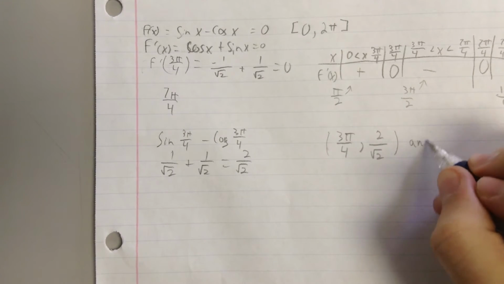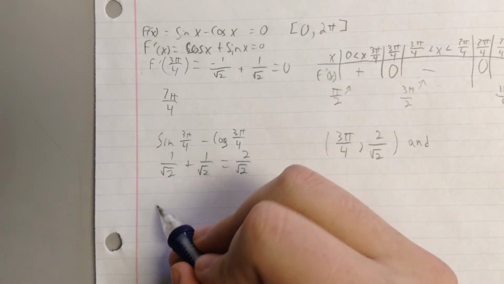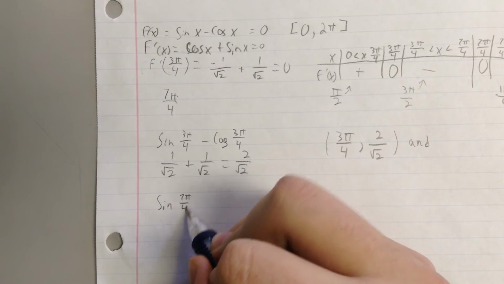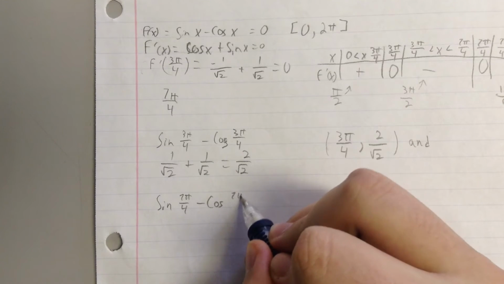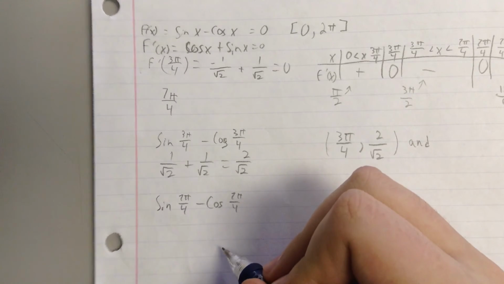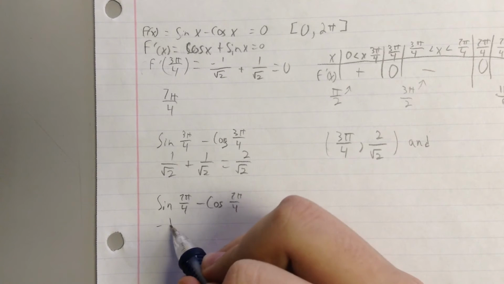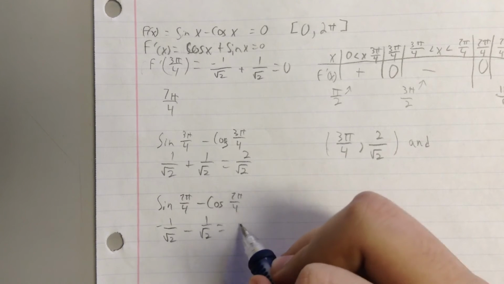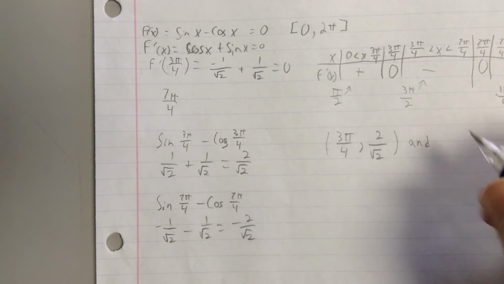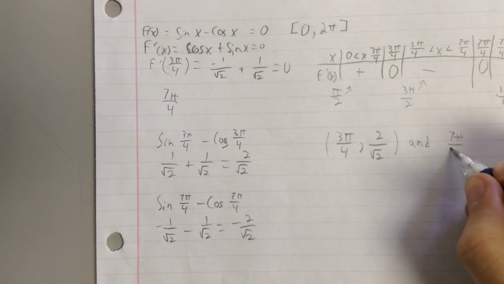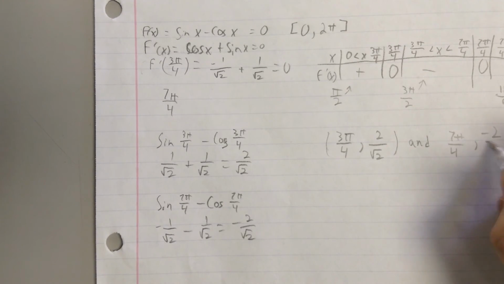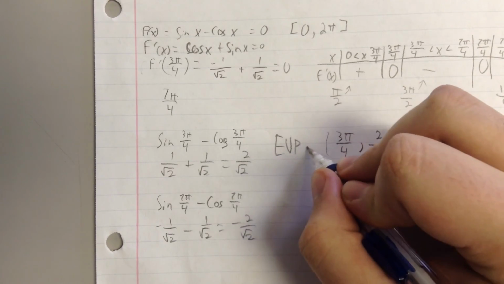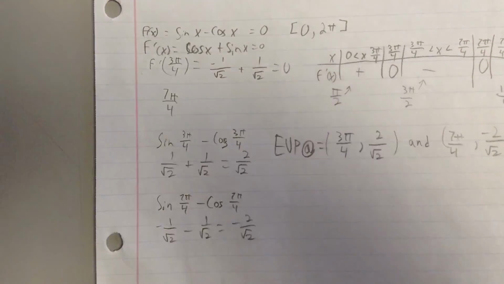And I'm going to plug in 7 pi over 4, so sine of 7 pi over 4 minus cosine of 7 pi over 4 is going to turn into negative 1 over square root of 2 minus 1 over square root of 2, which is going to equal negative 2 over square root of 2. So 7 pi over 4, and then negative 2 over square root of 2. And that would be where the EVPs are. That is all.